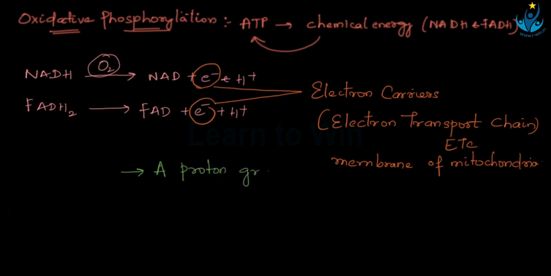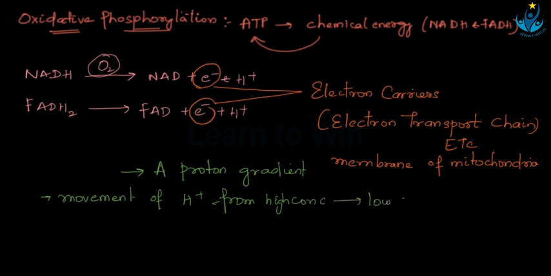This proton gradient creates a condition where there is movement of protons from a region of high concentration to a region of low concentration. This is simply chemiosmosis. We have discussed this during the photosynthesis chapter also.